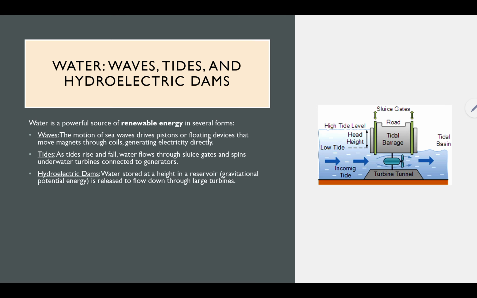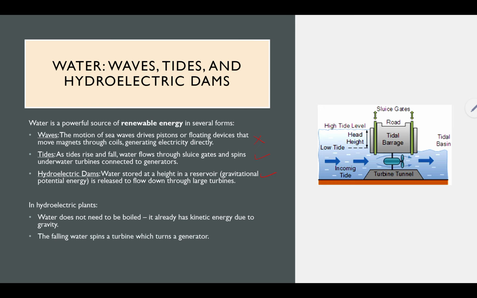Hydroelectric dams. Water is stored at a height in a reservoir. So here we're talking about gravitational potential energy. And then it's released to flow down through large turbines. So hydroelectric dams also need a turbine and a generator. So waves do not need turbines and generators. Tides and hydroelectric dams do. In hydroelectric plants, water does not need to be boiled. It already has kinetic energy due to gravity. So the falling water spins a turbine, which turns a generator.